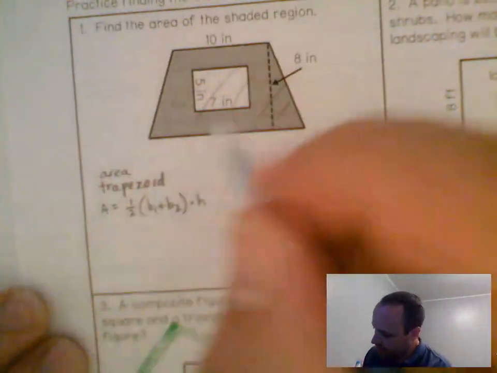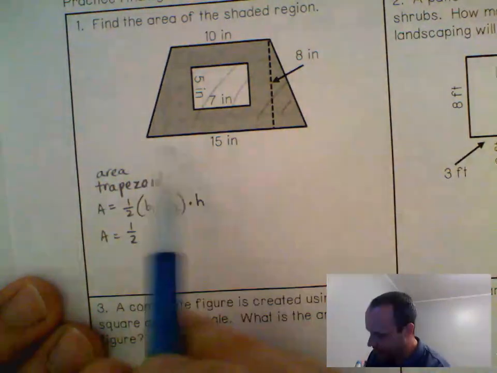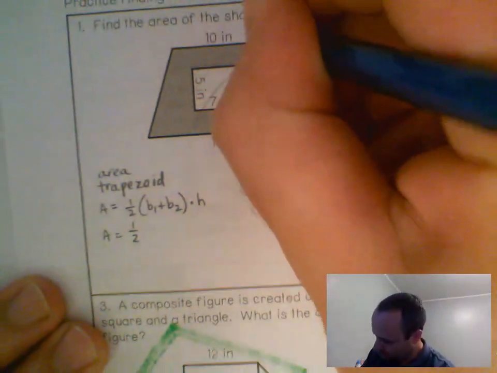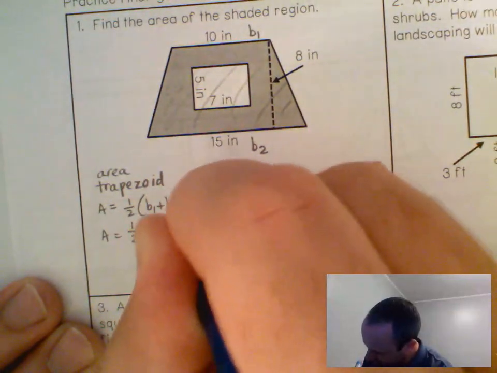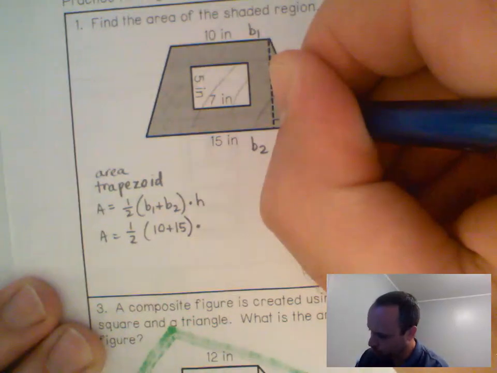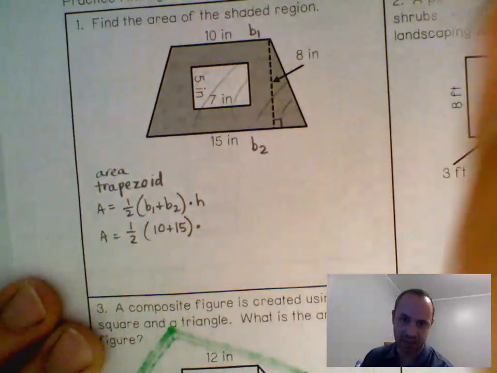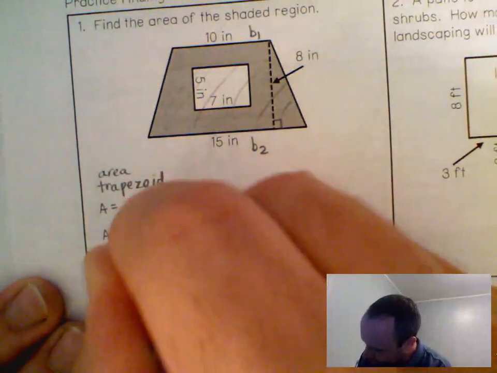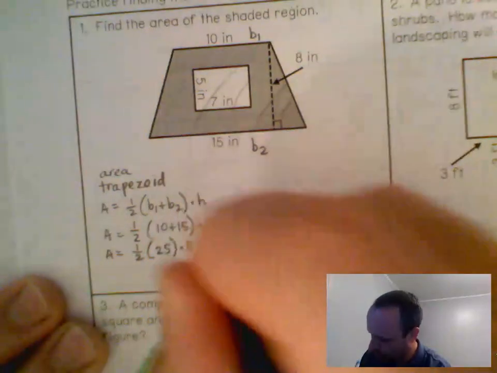Okay. So the area of the whole thing, the whole trapezoid, is 1/2. The base 1 would be 15, and the base 2 would be 10, or vice versa. We'll call this maybe base 1 and this one base 2. So I'm going to say 10 plus 15 times, and then the height of the trapezoid is this number here, from where it forms a right angle with a base and goes up. That's the height. So it's 8 inches. Okay, so our next step, if we follow PEMDAS or the order of operations, we're going to add the 10 plus the 15 first, because that's in parentheses.